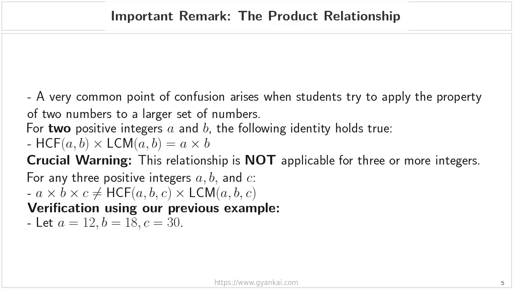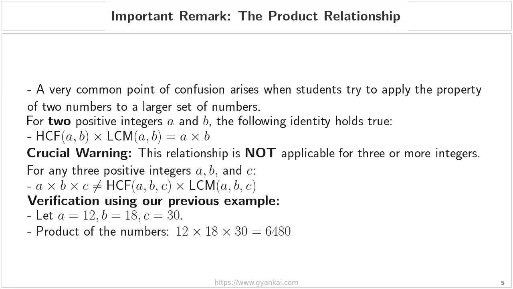To make this crystal clear, let's perform a quick verification using the numbers from the example we just worked through in the previous slide. Let a be 12, b be 18, and c be 30. First, let's find the product of the 3 numbers. 12 times 18 times 30 gives us 6,480.